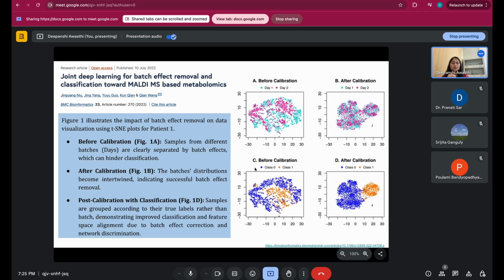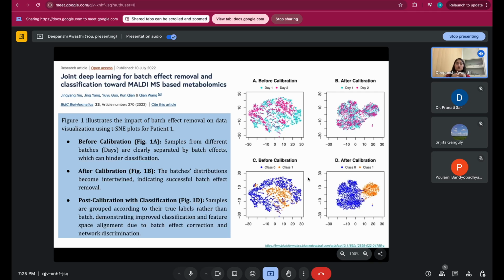Now in figures C and D, if you compare, first is before calibration, class 0 and class 1, and then after calibration, class 0 and class 1. So first thing was at the level of samples. Now the second thing is that you are also able to categorize these samples, because now you have calibrated them. Now the samples are grouped according to their true labels rather than batches, demonstrating improved classification and feature space alignment due to batch effect correction and network discrimination.